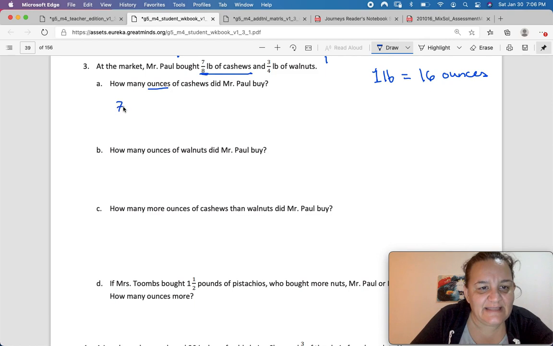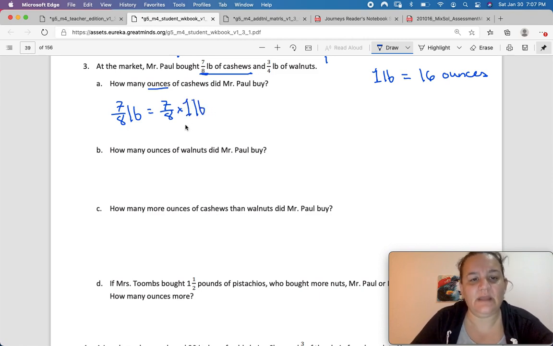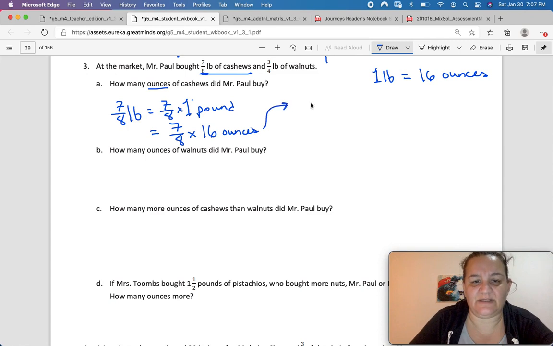Okay, 7/8 of a pound equals 7/8 times 1 pound. I don't like that ones and L's look so similar. And now I'm going to convert, it's not a 6, it's a B. I'm going to convert 1 pound, maybe I'll just write the word. That way there's no confusion. 1 pound equals 16 ounces. So this is 7/8 times 16 ounces. Excellent. Okay, now I'm moving my equation up here. 7 times 16 over 8.